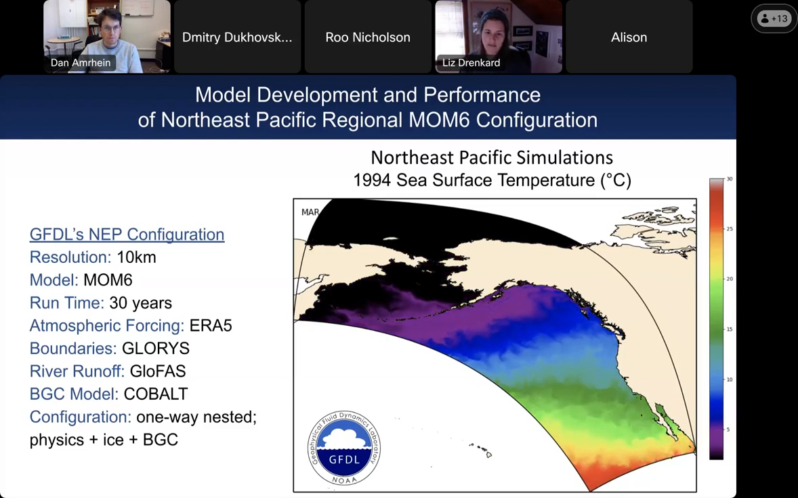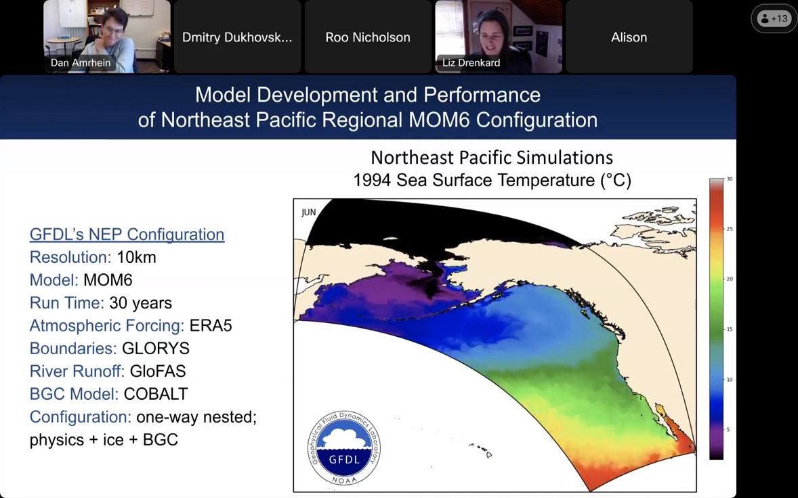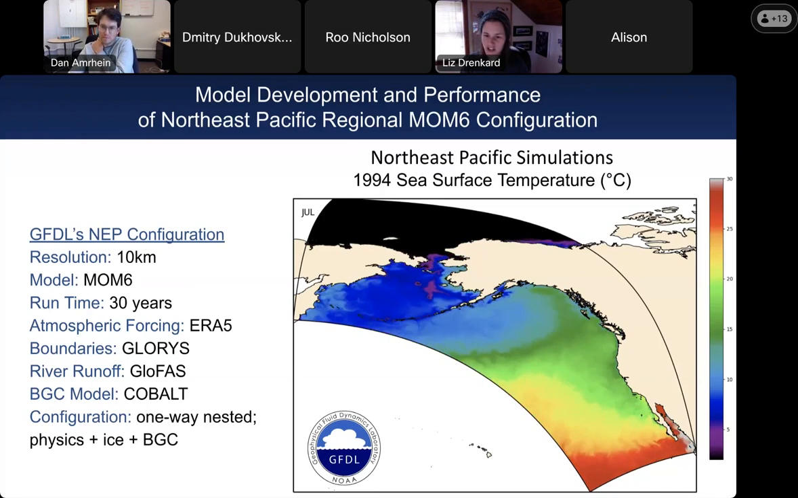And what I've got here in the animation is just the daily sea surface temperature for the year of 1994. And it looks cool. That was why I put it up there. But it's just to illustrate the level of detail we're getting with the eddies and the upwelling along the California Current, what's going on in the Bering. It's a really large domain for a regional ocean model. So a lot to look at and a lot going on.